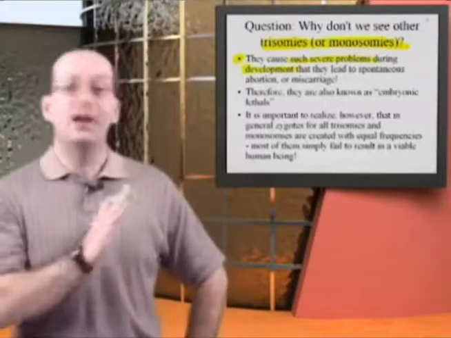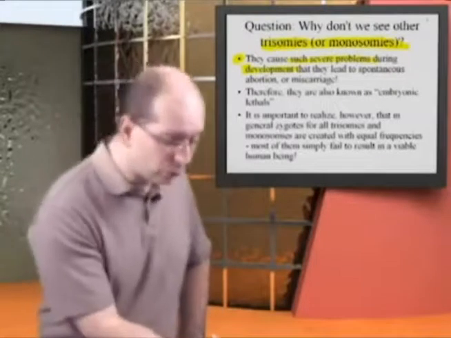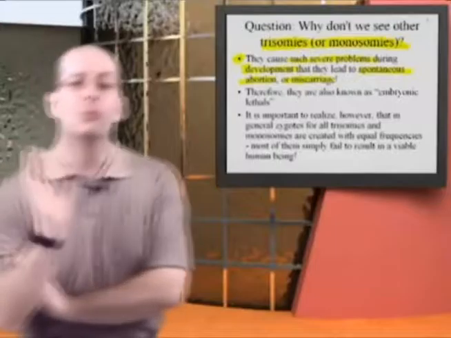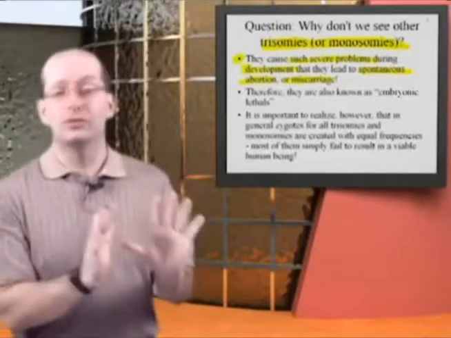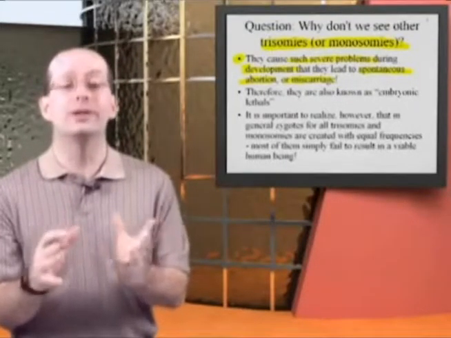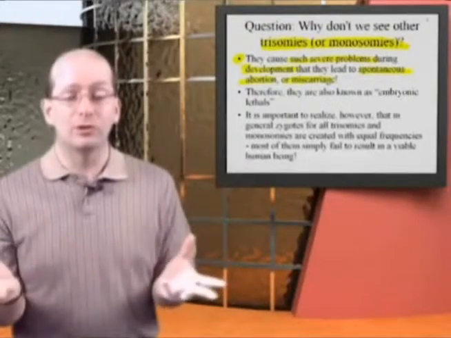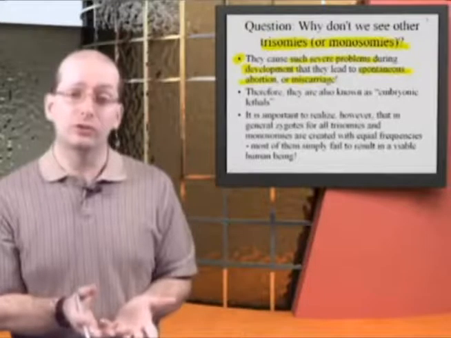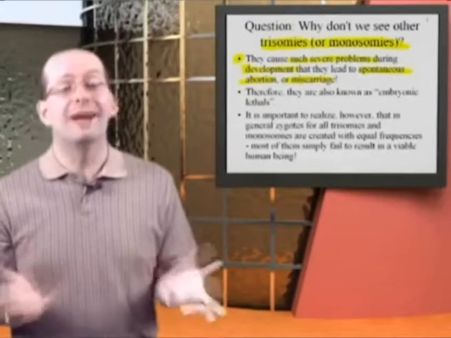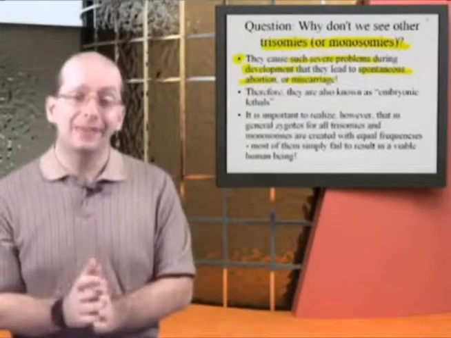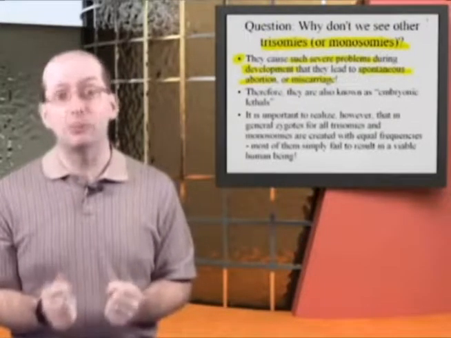The thing is, they're so bad, they cause such severe problems during development that they always lead to spontaneous abortion or miscarriage. Guys, whatever you think about abortion, this has nothing to do with the ethical debate. The point is, when someone has a miscarriage, many times, if permission is given, they'll do a genetic analysis on that embryo to find out what happened. It really helps us to learn. And more often than not, they do find a chromosomal abnormality.